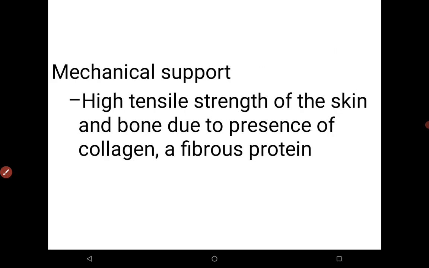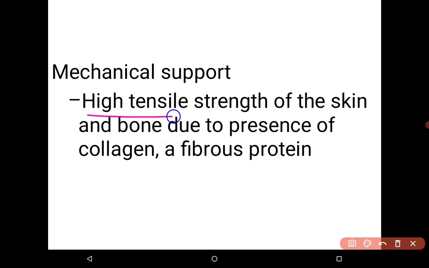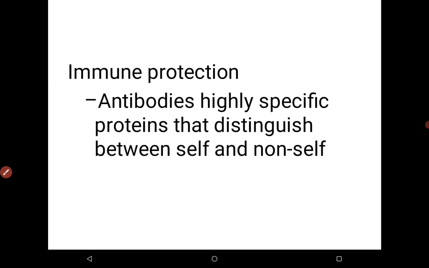Some offer mechanical support because of their nature, having high tensile strength. The examples are collagen and many fibrous proteins. They do offer this mechanical support.